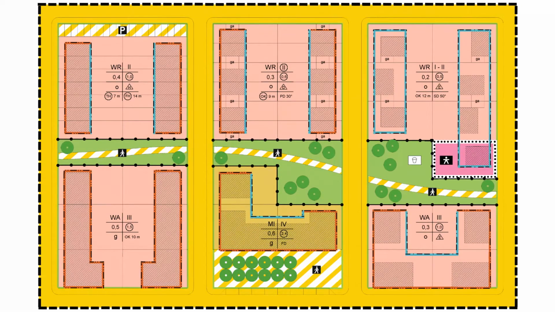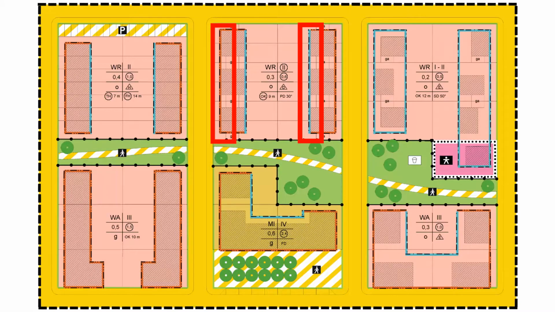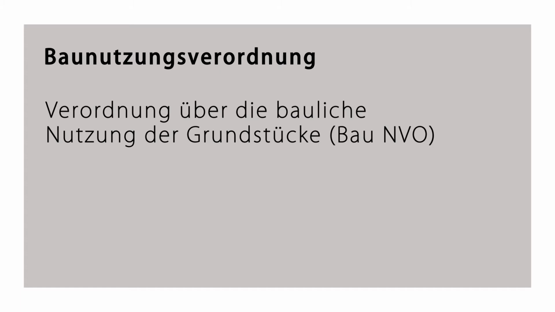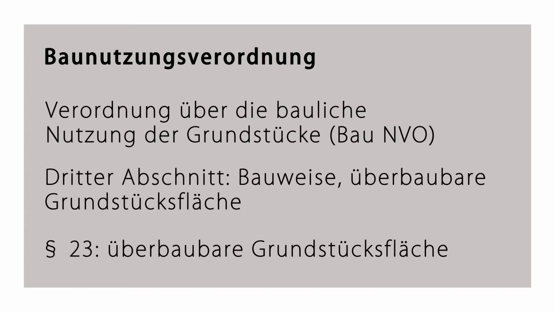In this Bebauungsplan, there are red and blue lines that represent Baulinien and Baugrenzen. These terms originate from the Baunutzungsverordnung. Today's video deals with paragraph 23 of the Baunutzungsverordnung, Bau-NVO for short, which regulates, among other things, the Maß der baulichen Nutzung, or more precisely, the area of a plot that can be built upon.